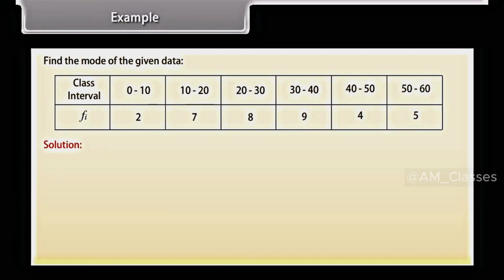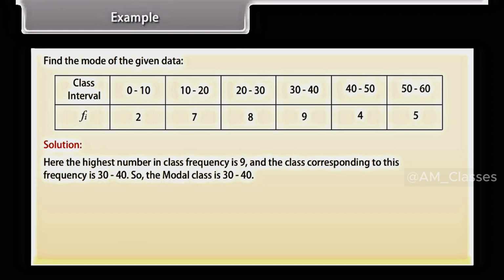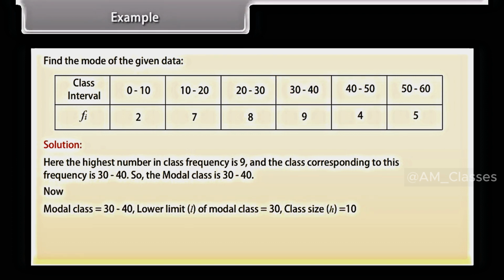Example. Find the mode of the given data. Solution. Here the highest number in the class frequency is 9, and the class corresponding to this frequency is 30 to 40. So the modal class is 30 to 40. Now, modal class is equal to 30 to 40. Lower limit l of modal class is equal to 30. Class size h is equal to 10.